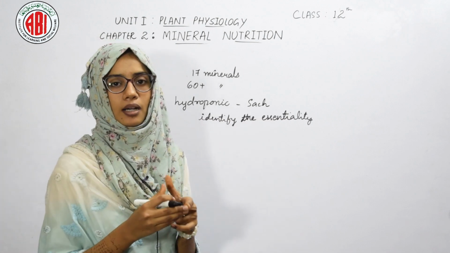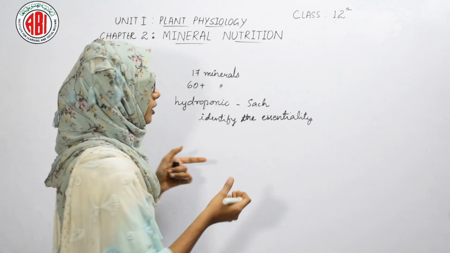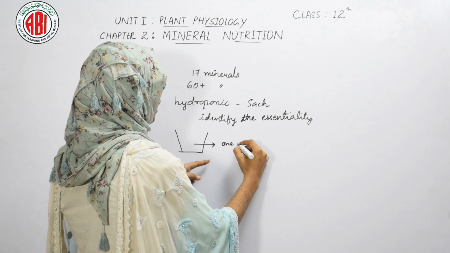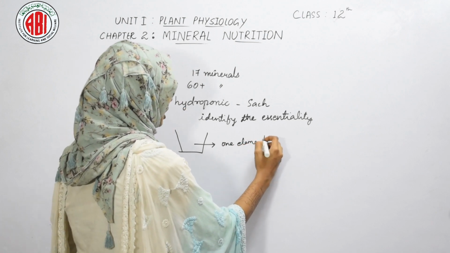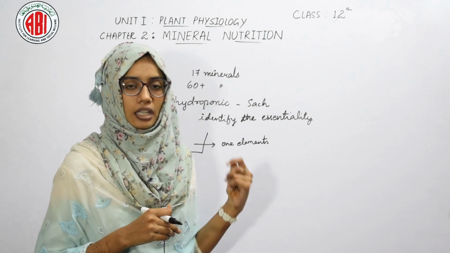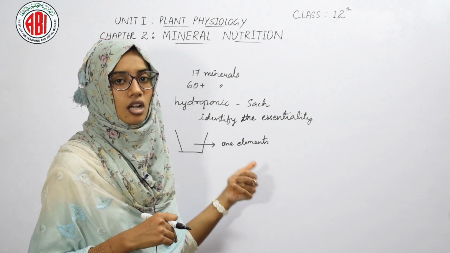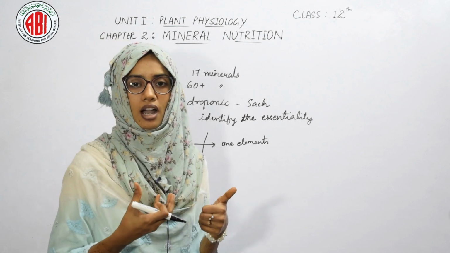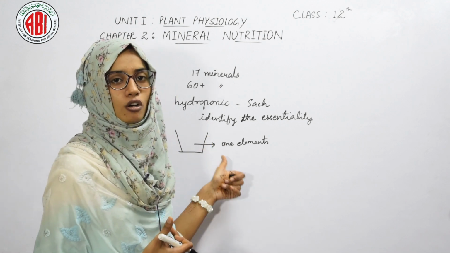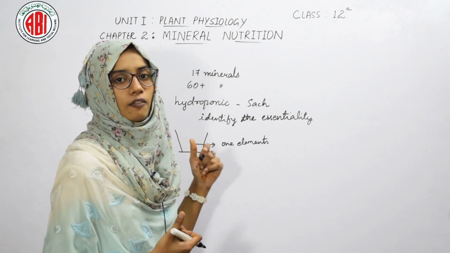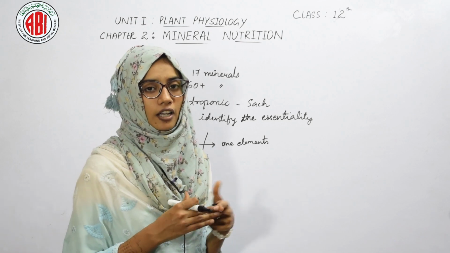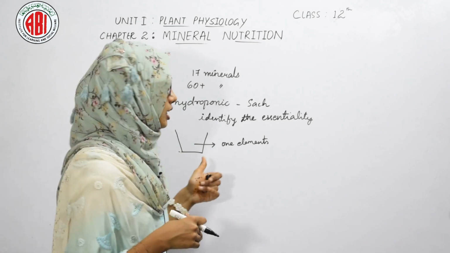If we take a nutrient solution and keep the plant in that, and that nutrient solution does not contain one element out of these 17 minerals, then we see the deficiency symptoms in the plant body. That deficiency symptom is going to be observed due to the absence of this particular element. So due to the missing of this element in the nutrient solution, we can conclude that this element is essential to cure that deficiency symptom which was observed in this technique.